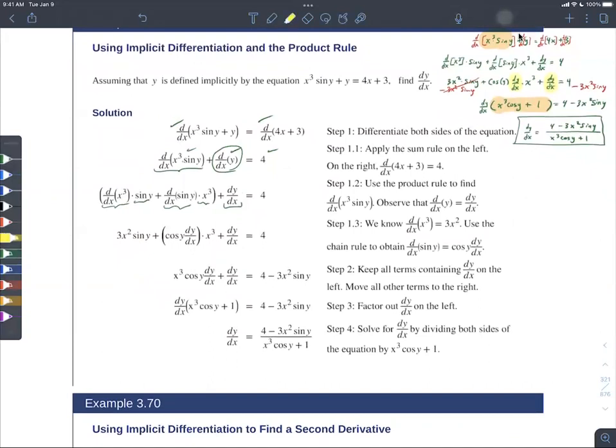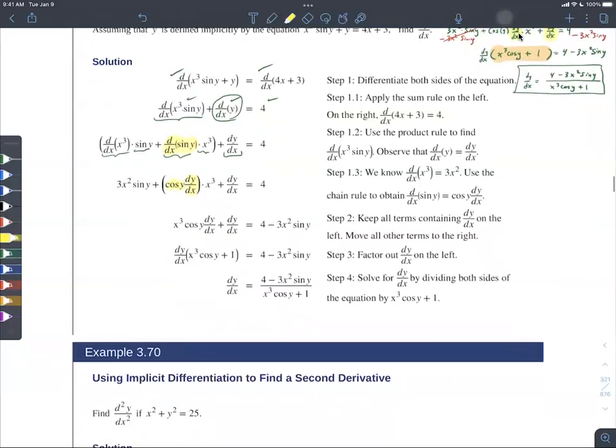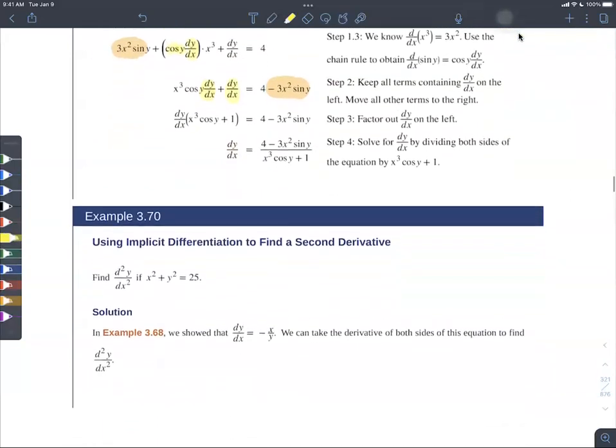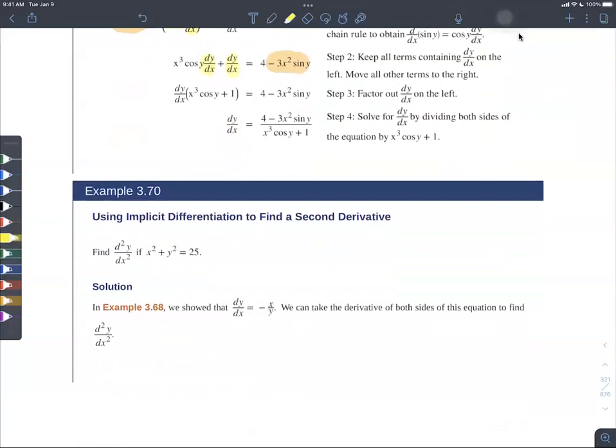And then, of course, we want to pay close attention to here, what is the derivative of sine y with respect to x? Well, since it's a composition of functions, that would be the derivative of the outside, which is cosine of y, times the derivative of the inside function, dy dx. And then, as we did, move over the 3x squared to the other side. We have two terms that have dy dx in them, so we factor that out and divide. And we have our derivative.